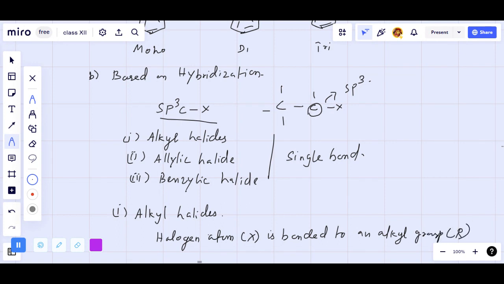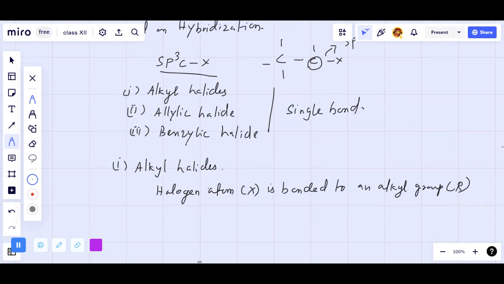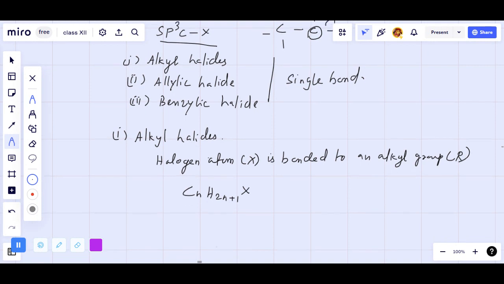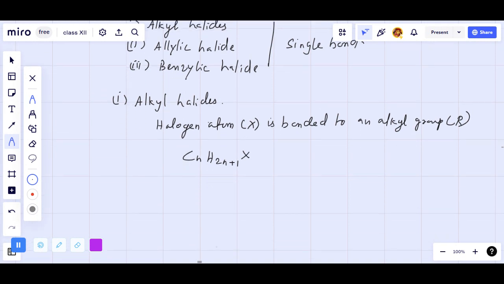So alkyl group means R. These compounds form a homologous series represented by CnH2n+1X. This is the general formula. Alkyl halides are further classified as primary, secondary, and tertiary, according to the nature of the carbon to which the halogen is attached. So we'll see what is primary, what is secondary, and what is tertiary.